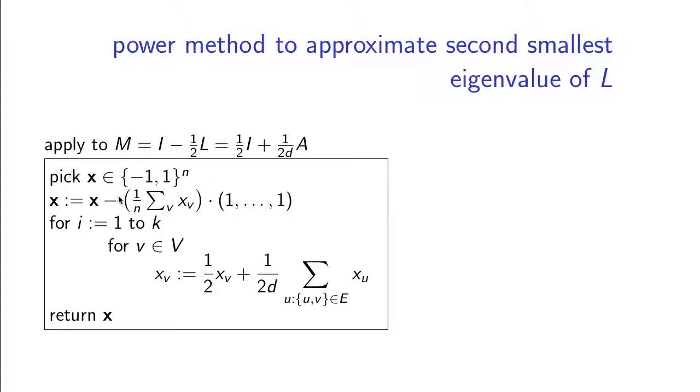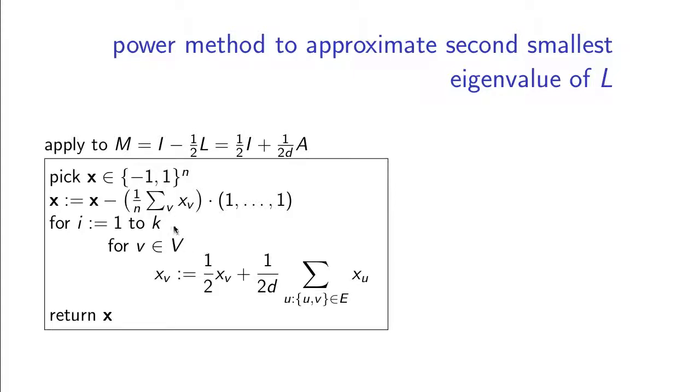The computation then will be to pick a random x with plus-minus 1 entries, then shift it so that it becomes orthogonal to a known eigenvector of the largest eigenvalue of M, which is the same as a known eigenvector of the smallest eigenvalue of the Laplacian, which is just the all-one vector. So we shift x so that it becomes orthogonal to the all-one vector. Basically, we shift x so that the entries of x will sum to 0 after the shift. Already for a vector x randomly picked with plus-minus 1 entries, the sum of the entries will be small, so this will be a small shift.